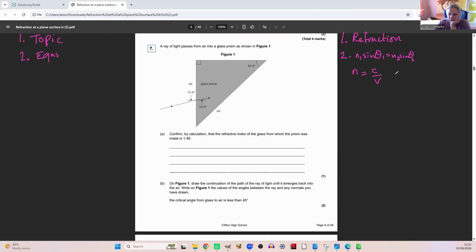Do we need anything else? I don't think we do. I'm going to leave it like that. If we need another equation, then maybe we'll come to it. So we've done the equations.